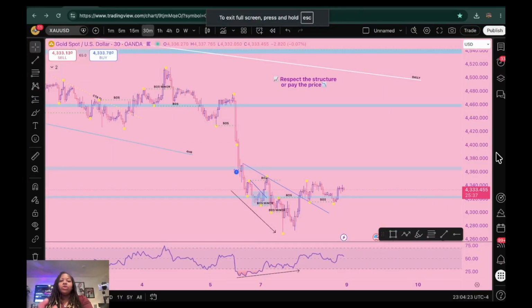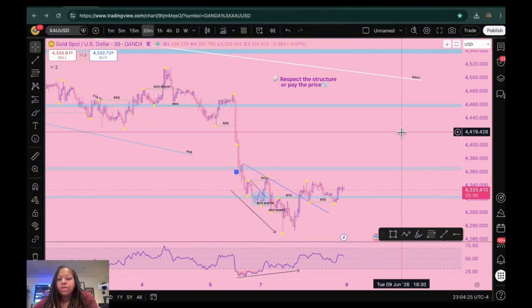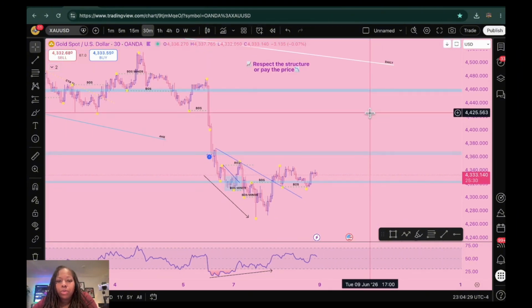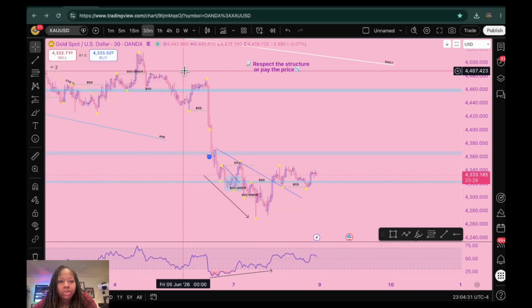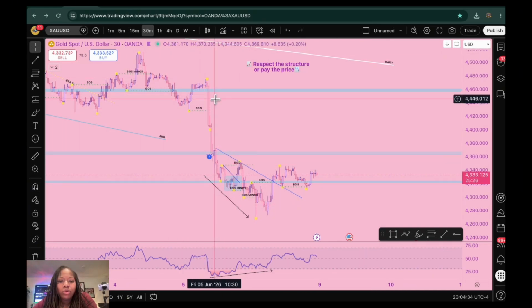What's going on? So I just wanted to go over a couple trades that I took today and yesterday to start the week off. So I know this right here looks a bit much if you're not used to marking out everything on your chart. So we're going to go to a clean chart.